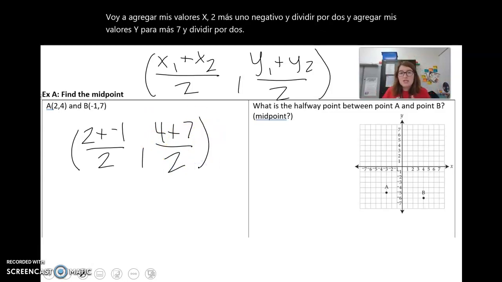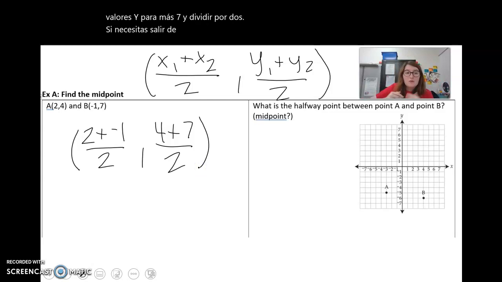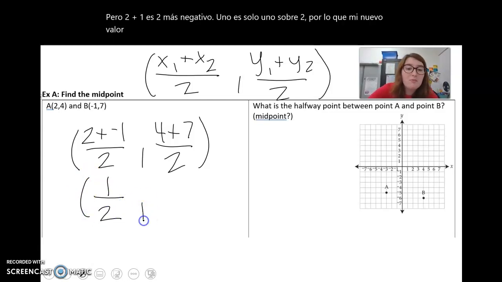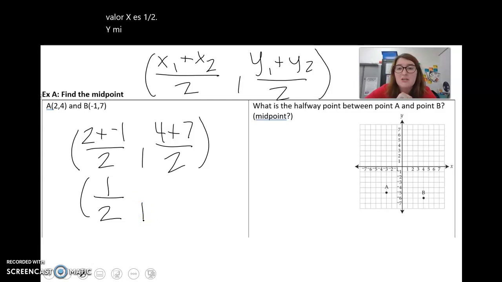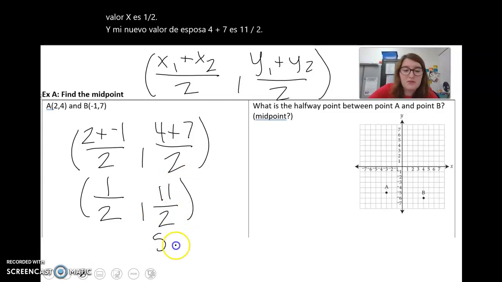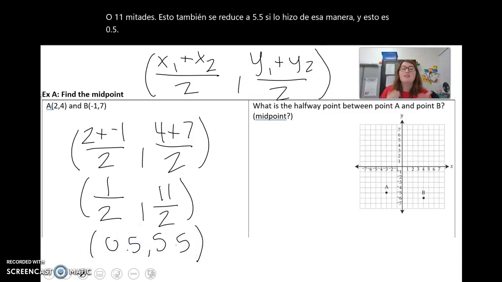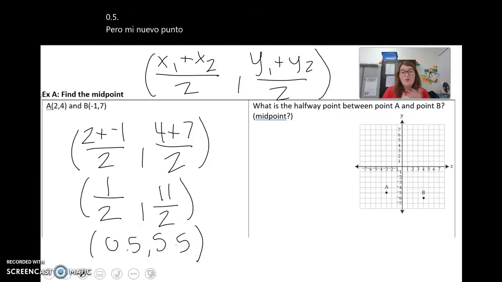If you need to get out Desmos, do it. But 2 plus -1 is just 1 over 2. So my new x value is 1/2. And my new y value, 4 plus 7, is 11 over 2, or 11/2. This also reduces to 5.5 if you did it that way, and this is 0.5. But my new point, the x value is 1/2, the y value 11/2 or 5.5.